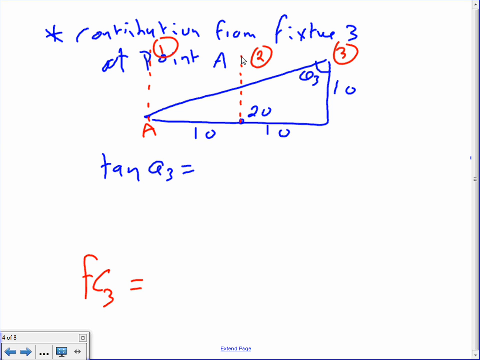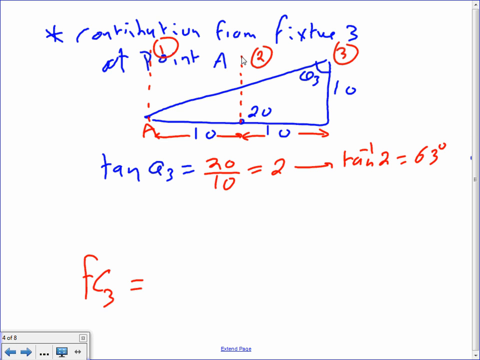Because of this, what is tan Q3? The opposite over the adjacent. These are distances. What's the opposite? 20, over what's the adjacent? 10. So that will give you 2. Now you have to go tan inverse 2. What would that give you? Tan inverse 2 is 63. Did you guys come up with 63?